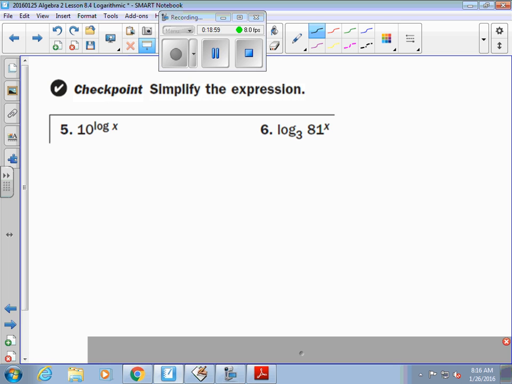Here's the last checkpoint: 10 to the log of x. This eliminates this, so this is just x. What about log base 3 of 81 to the x? You have to make the change of the base. You want it to be the same as that log base 3. So you need to change 81 to 3 to the something power.